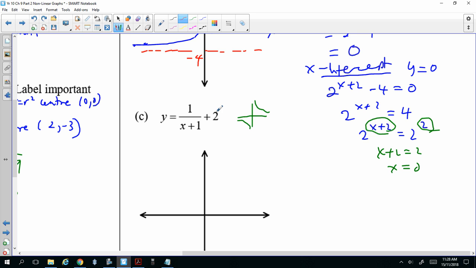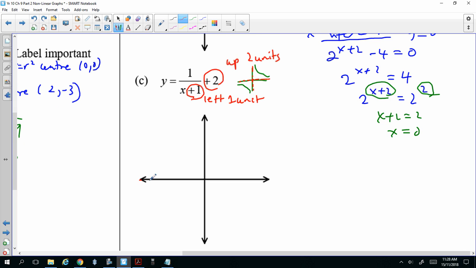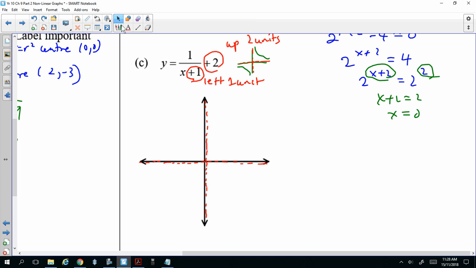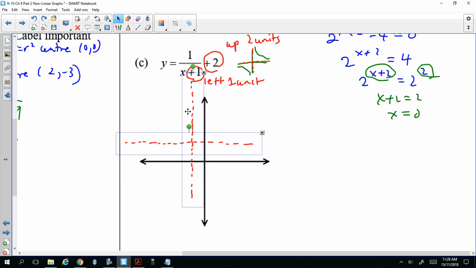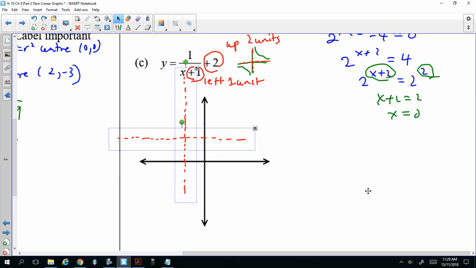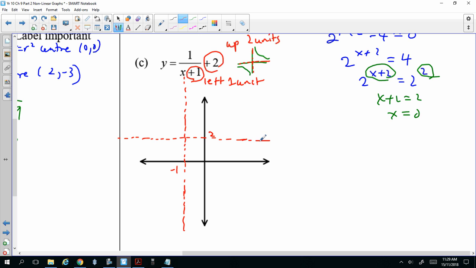So the plus 2 means up 2 units. And if you plus on the x, that's left 1 unit, right? And the hyperbola has got 2 asymptotes. So like before, we're going to draw the asymptotes. It's going to move left 1 unit, and then go up 2 units. So that's the location of the new asymptote. Left 1, up 2. So put -1, and then 2. That's the location of the new asymptote. And then the graph will move accordingly. The graph will be here.